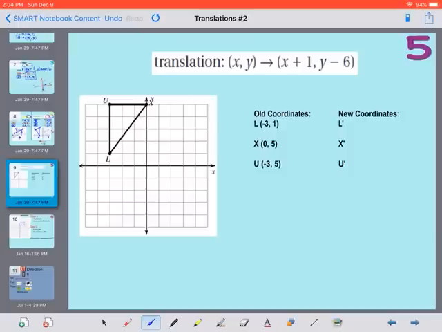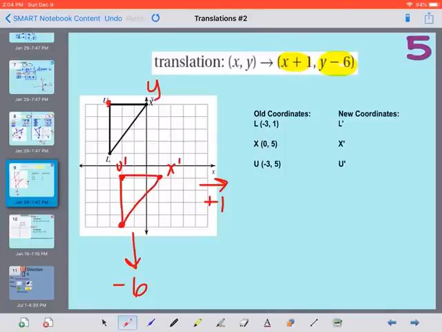Alright, a couple more, just because we need to become experts at this. Our x is adding 1, so on my x-axis, positive 1 is to the right, we're moving our shape 1 to the right, and down 6. On my y-axis, we're going down 6. So if I wanted to plot this first, I'm going to take point U and go 1 to the right and down 1, 2, 3, 4, 5, 6. Same thing here, X, 1 to the right and down 1, 2, 3, 4, 5, 6. And then L, 1 to the right and down 1, 2, 3, 4, 5, 6.